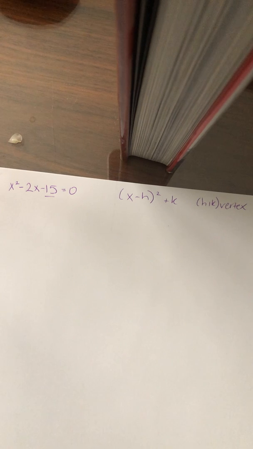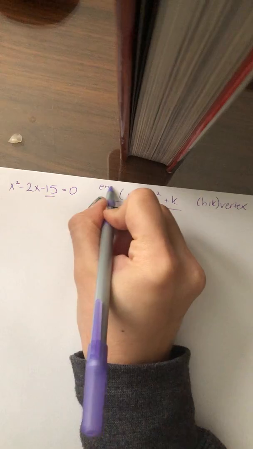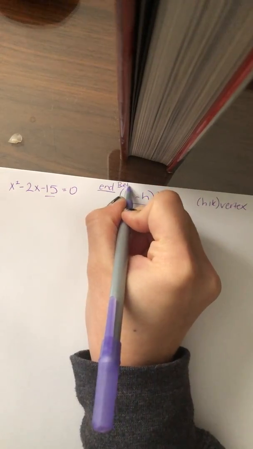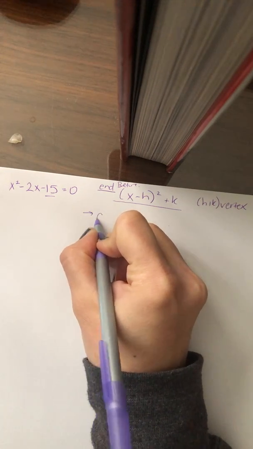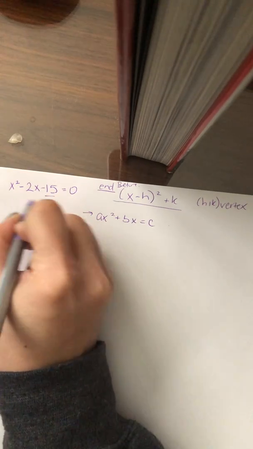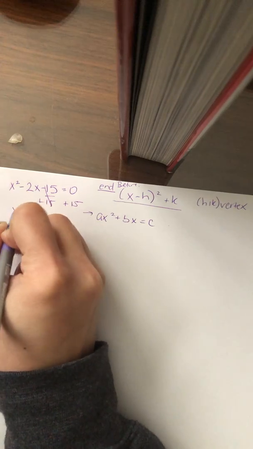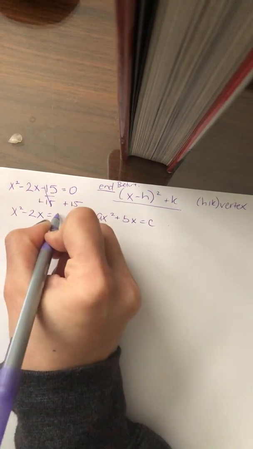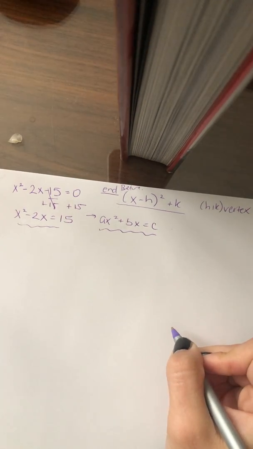So put the variable terms on the left of the equal sign in standard form, and the constant term on the right. So get it looking like this. So this is my end result, or before the end. So right now I want my equation to look like this. So I'm going to do that now. So all I'm going to do is move this over. So then I get x squared minus 2x equals 15. Okay, this looks like this. Yes? Okay.